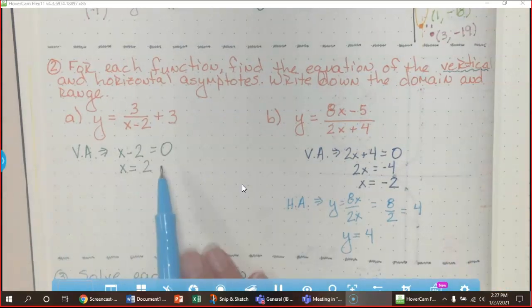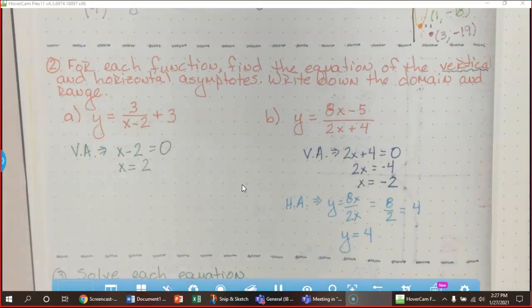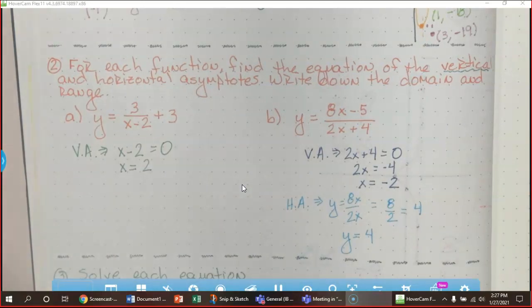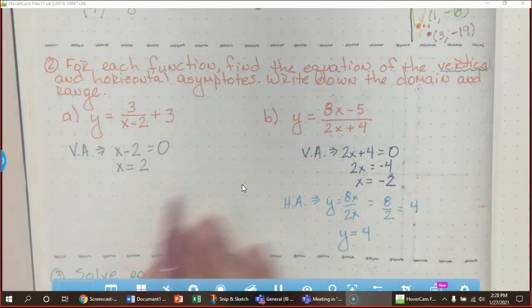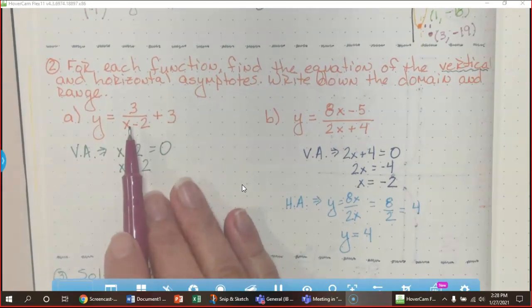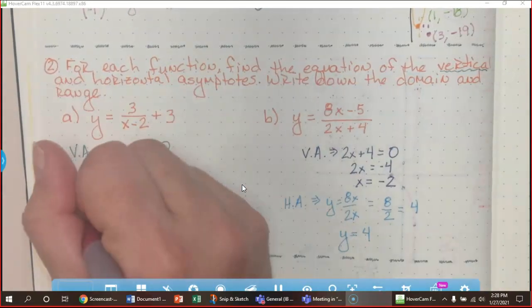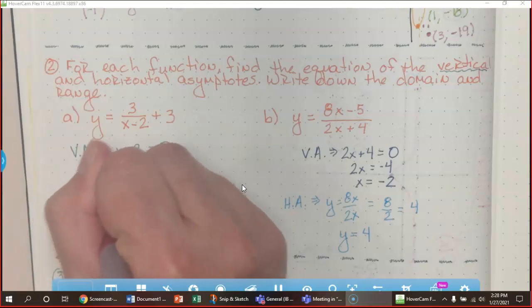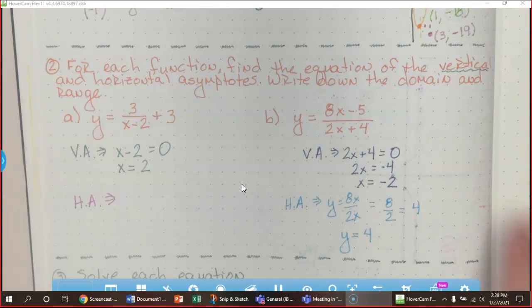Okay, now on part A, my horizontal asymptote's a little bit different because I don't have an x in the numerator and in the denominator. So this one, I have to dig into my brain, and I have to dig into the world of what happens when we have a reciprocal function. Remember, for this one, I only have an x in the denominator right here. So this one, my horizontal asymptote has to take into account what's going on in the graph.